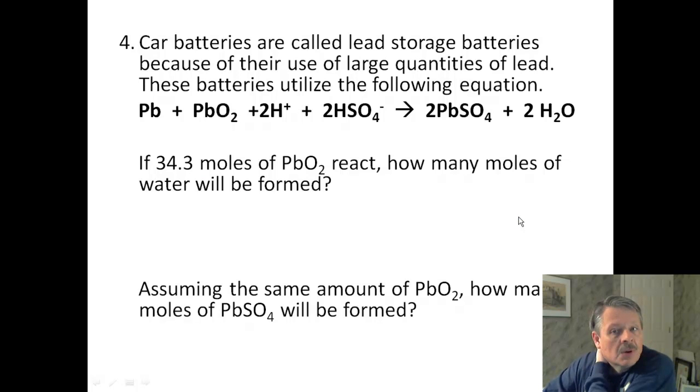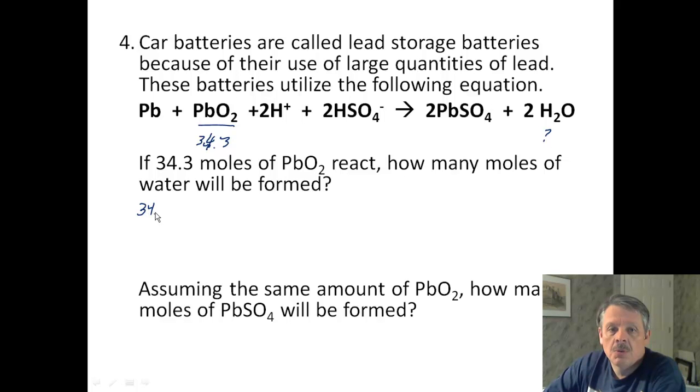Alright, well, this is a rather complicated equation here for car batteries. Let's see what we're looking for. We have moles of PbO2, that's here, and we have 34.3 moles of PbO2, and we're asking how many moles of water will be formed.